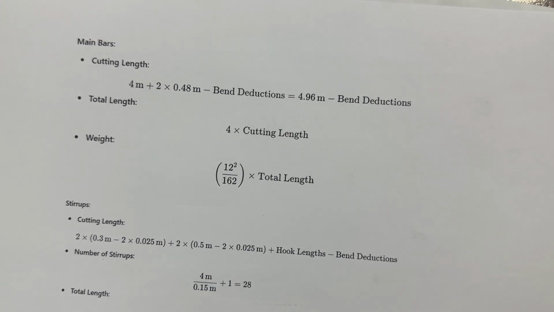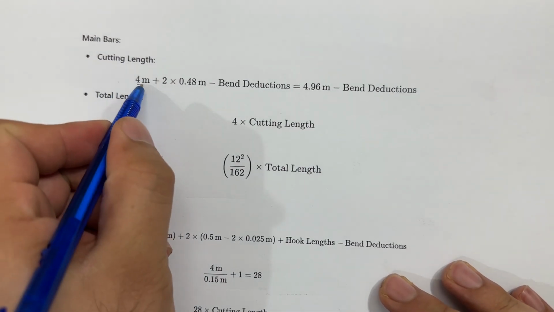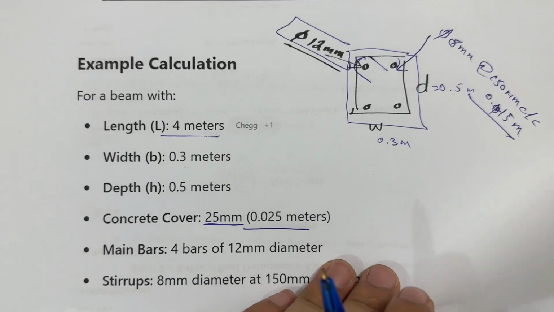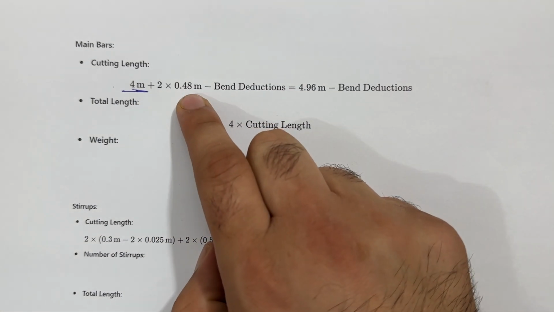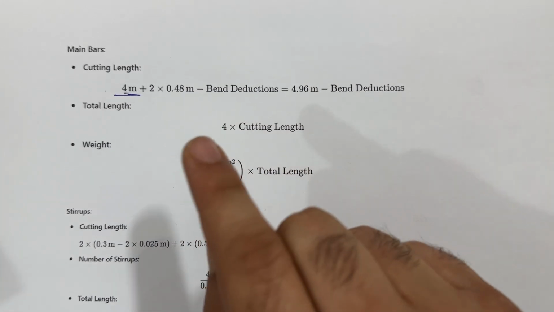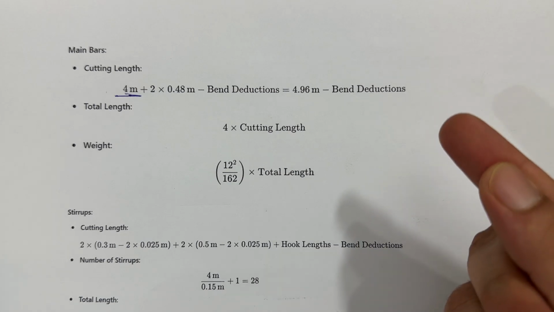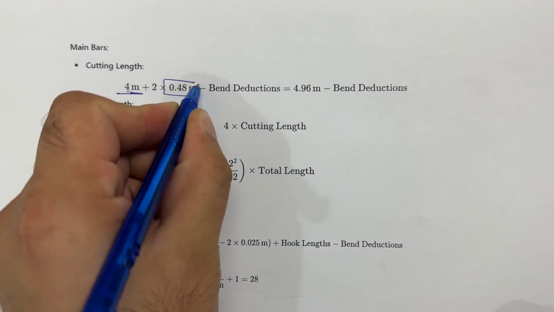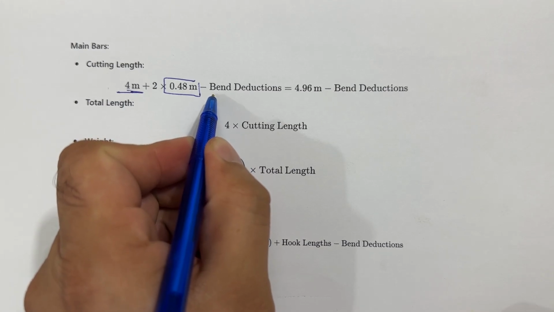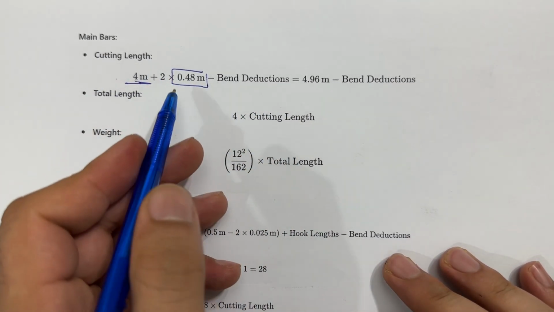So now let me guide you for the main bar cutting length. What is the main bar cutting length? The length is 4 meter plus 2 multiply 0.48 meter, because 0.48 meter is the anchor length or the development length, minus the bend deduction. I will guide you properly about the bend deduction now.